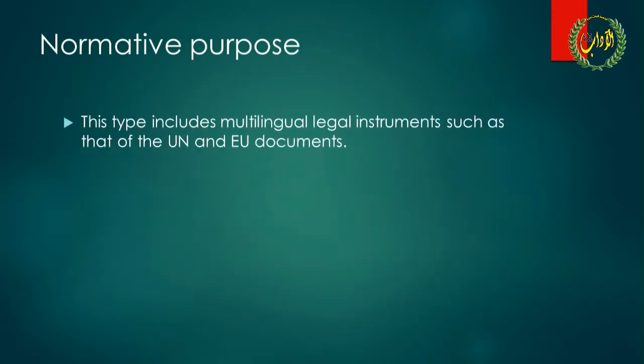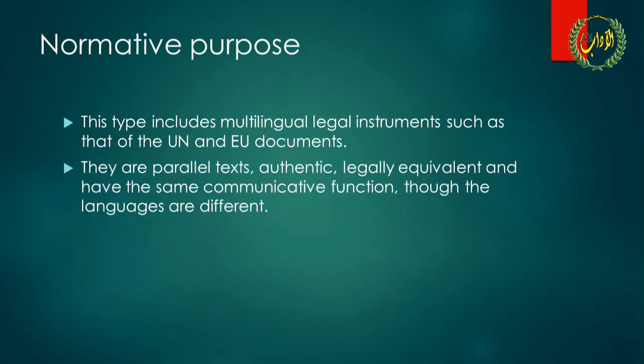Now, for the normative purpose, this type actually includes some multilingual legal instruments, such as those of the UN and EU documents, so legal documents issued by the United Nations and the European Union. They are parallel texts, and they are authentic and legally equivalent and have the same communicative function, though the languages are different. In this purpose, there is no source text and target text. They are all legally equivalent, so they can all be considered as a source text, and they are authentic and parallel texts.